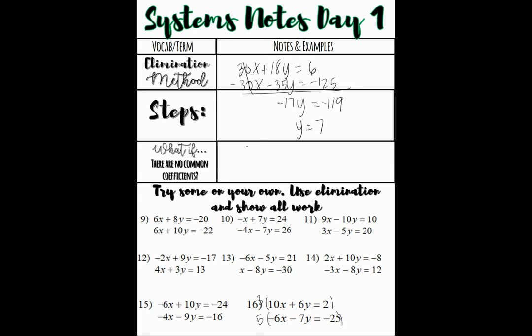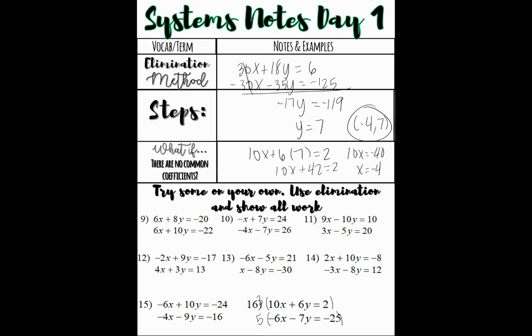Plug it back in. I'll do the first this time. 10x plus 6 times 7 equals 2. 6 times 7 is 42. So 10x plus 42 equals 2. Subtract it over. 10x equals negative 40. So our x equals negative 4. So our point is negative 4 comma 7.